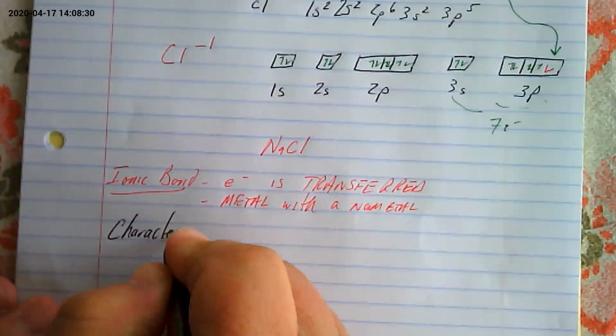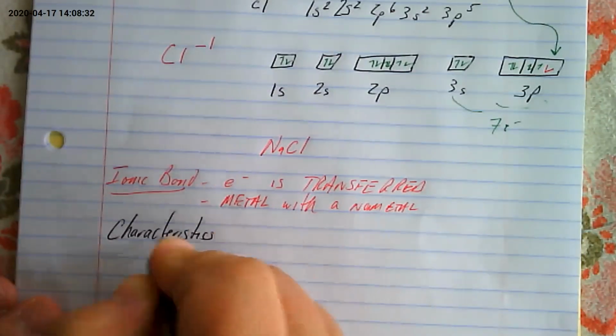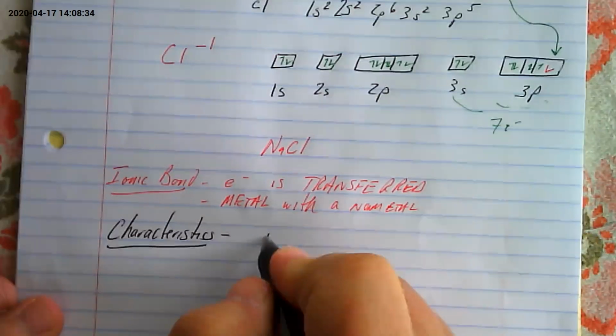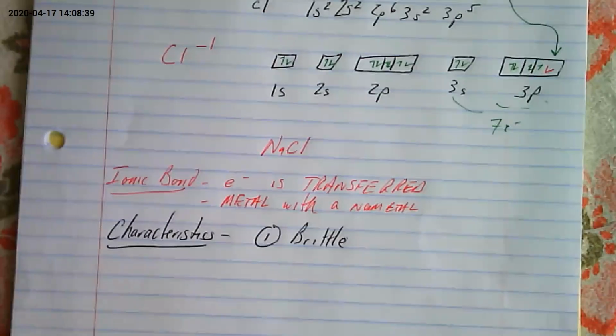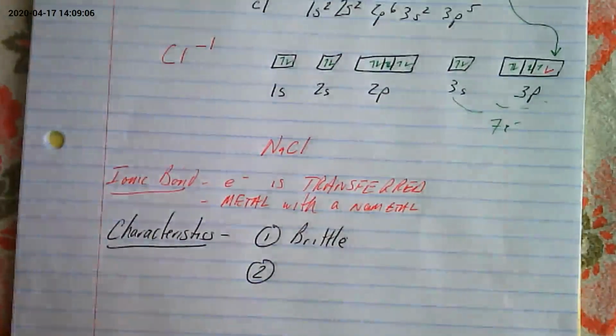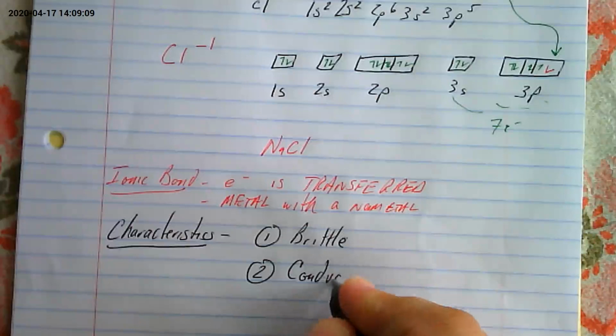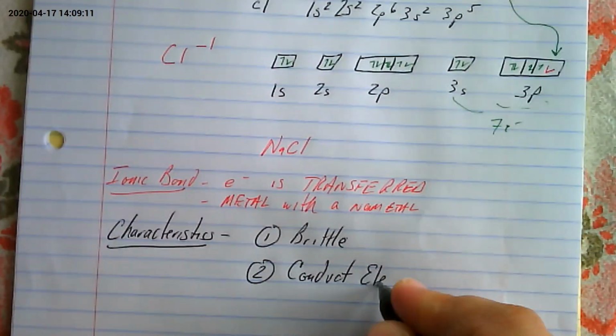Just to finish up ionic bonds, a couple of things we need to have in our head. First, characteristics. Number 1, ionic compounds are brittle. Brittle means that they break fairly easily and they break into a lot of pieces. Think about salt. Think about things that are crystalline in structure. Soap is not brittle. Soaps are not ionic at all. So when you think of ionic bonds, just think brittle.